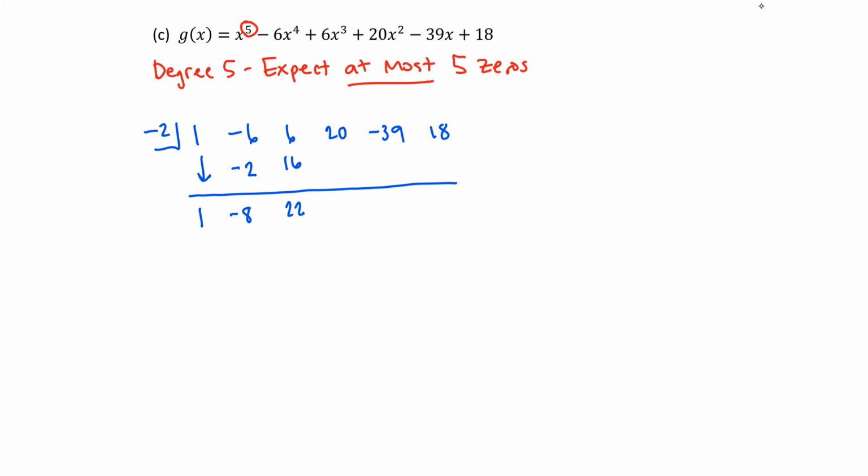-2 times 22 is -44. 20 minus 44 gives me -24. -2 times -24 gives me +48, and -39 plus 48 gives me +9. Finally, -2 times 9 is -18. Wow, wasn't sure that one was going to work out, but it sure did. Because we have a remainder 0, we can confirm x equals -2 is a 0.